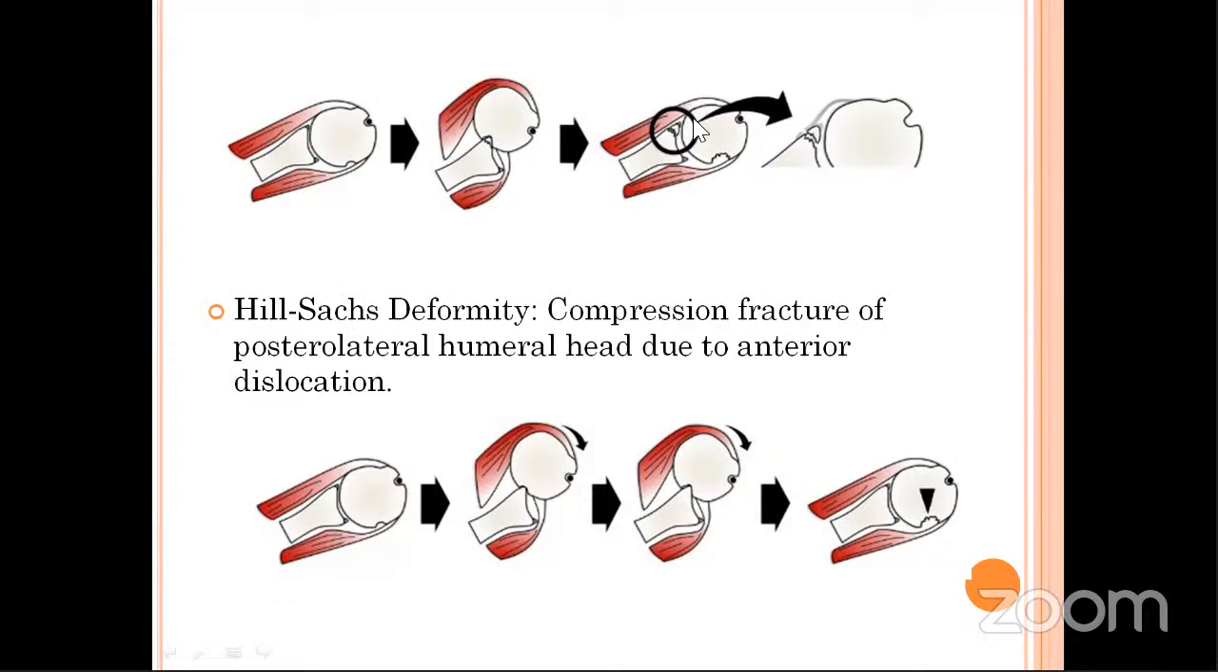Another complication is Hill-Sachs deformity, wherein in anterior dislocation, there is a compression fracture of the posterolateral humeral head. As you can see, there is anterior dislocation and this posterolateral aspect of the humeral head is fractured. So this is Hill-Sachs deformity.